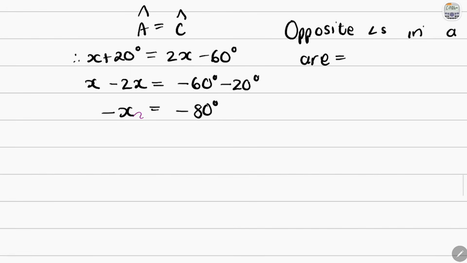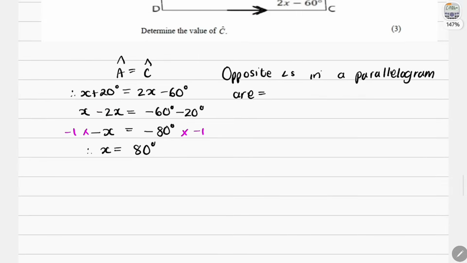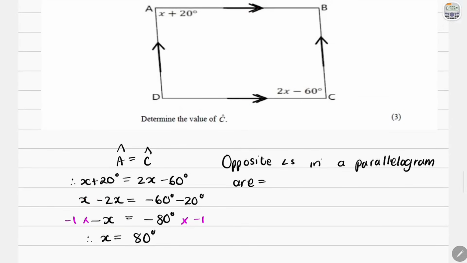And then just get rid of the negative, either by dividing by negative 1 on both sides or multiplying by negative 1. You can also do that. So finally, x is equal to 80 degrees. And we know what x is now. Remember, the goal is to find angle C.